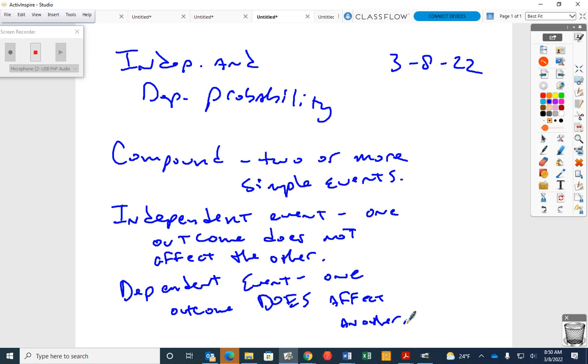The key word that you just heard was what? Then. That means I have to have one, then something else happens. So what's the probability? I drew a white, right? What's the probability of me getting white? 1 out of how many? 5, because there's one white out of 5, right? Everybody agree with that?